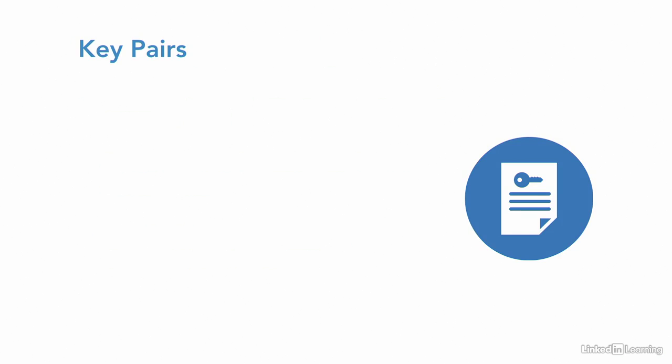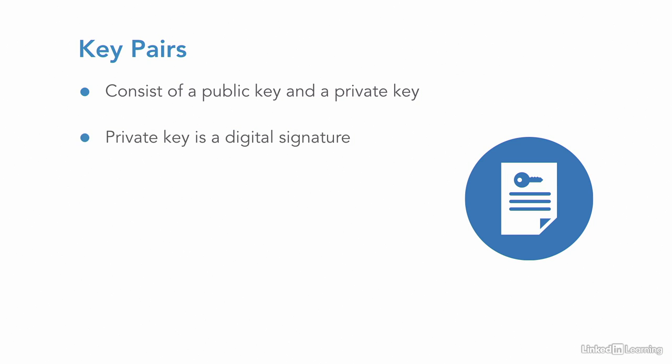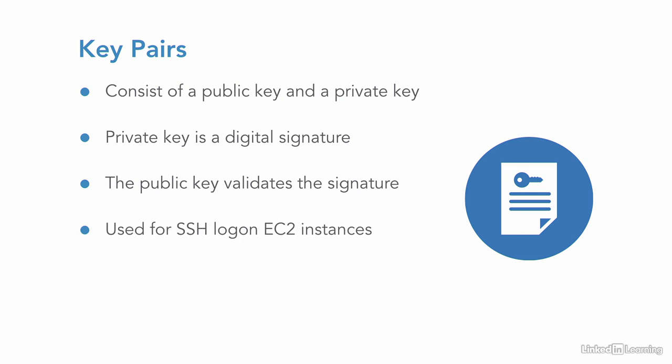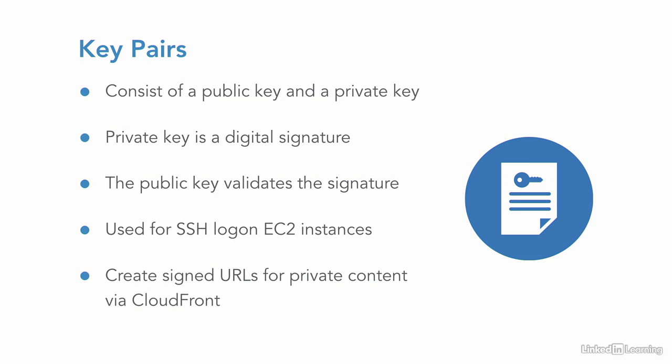So the key pair consists of a public and a private key generated at the same time. The private key is a digital signature, and the public key is joined at the hip to the private key, so it validates that signature held on the private key. And this is used for an SSH logon to EC2 instances. Key pairs can also be used to create signed URLs to access private content via CloudFront.